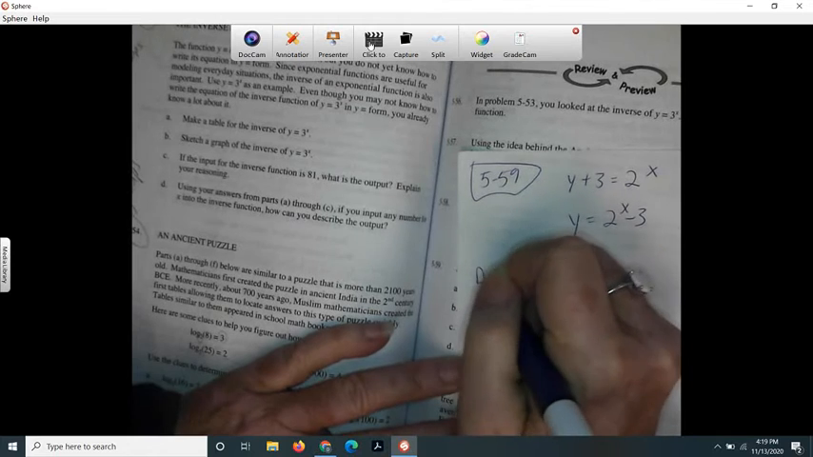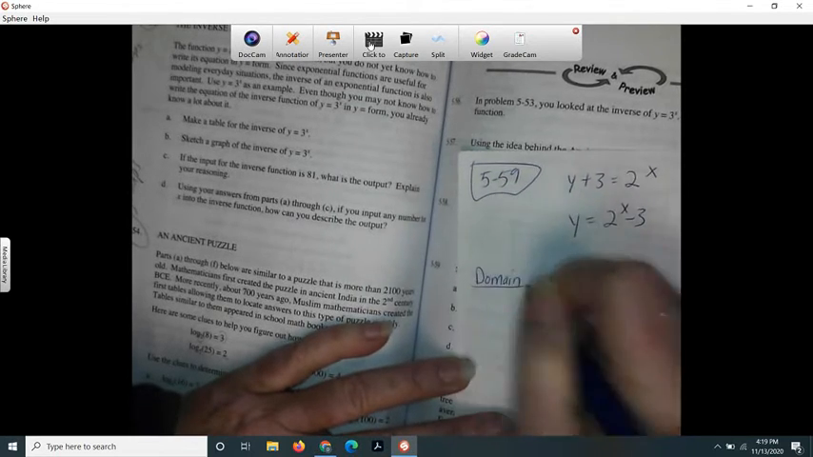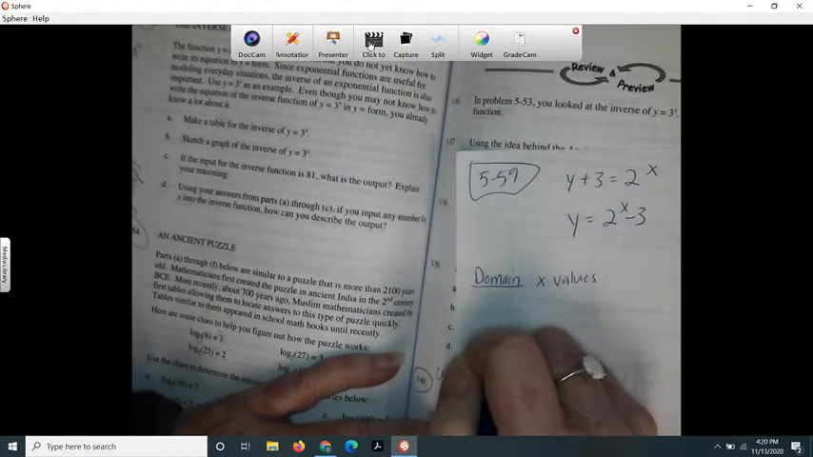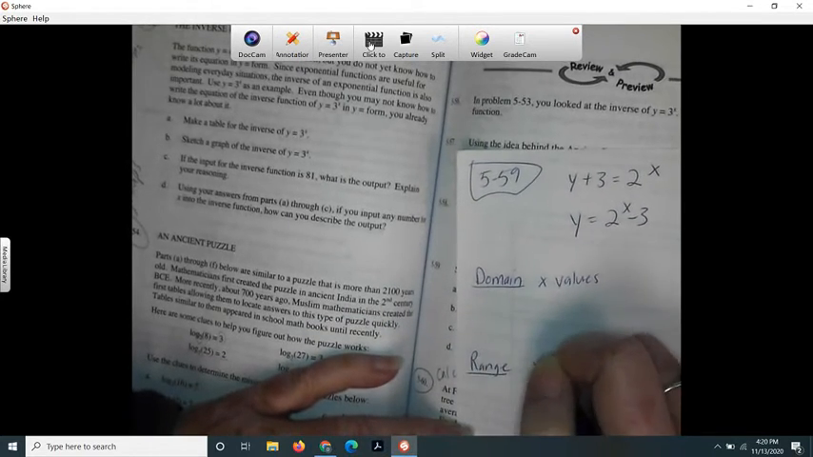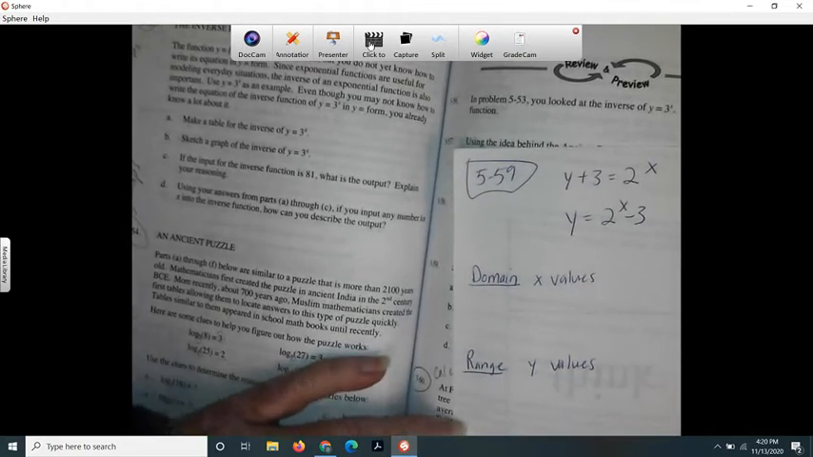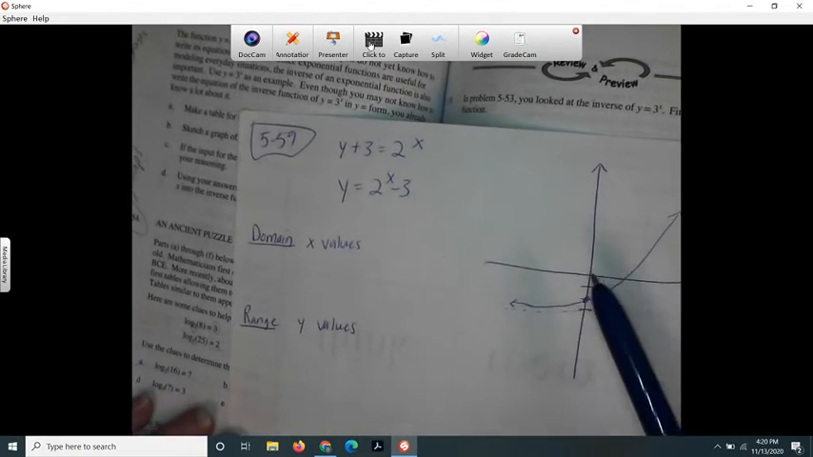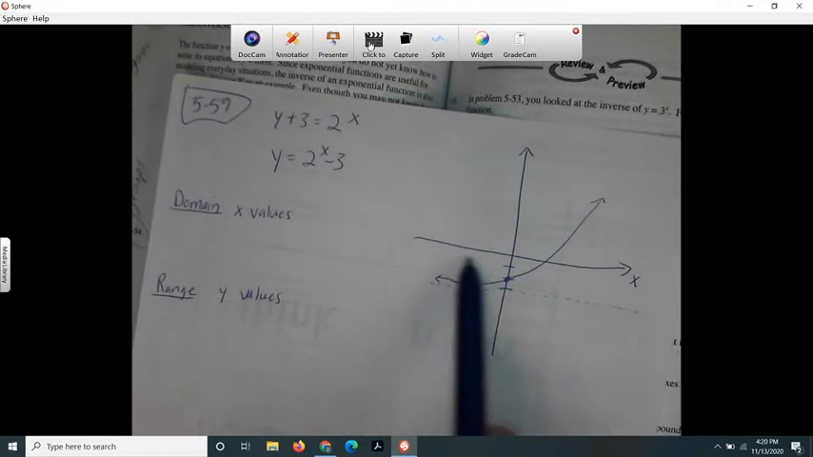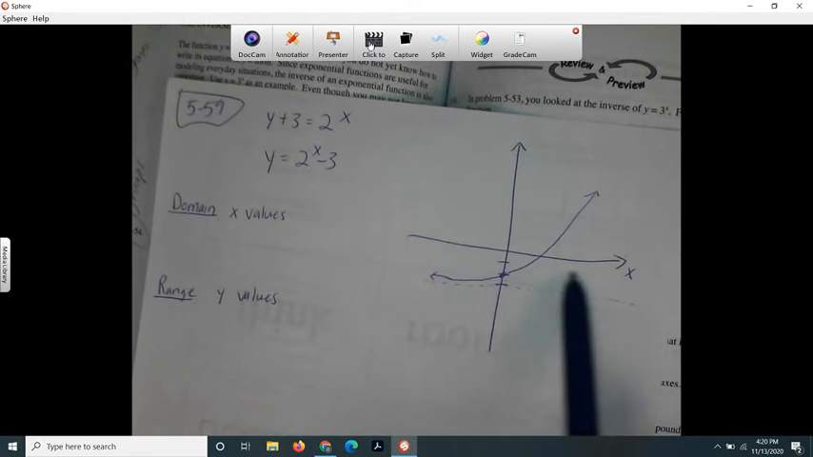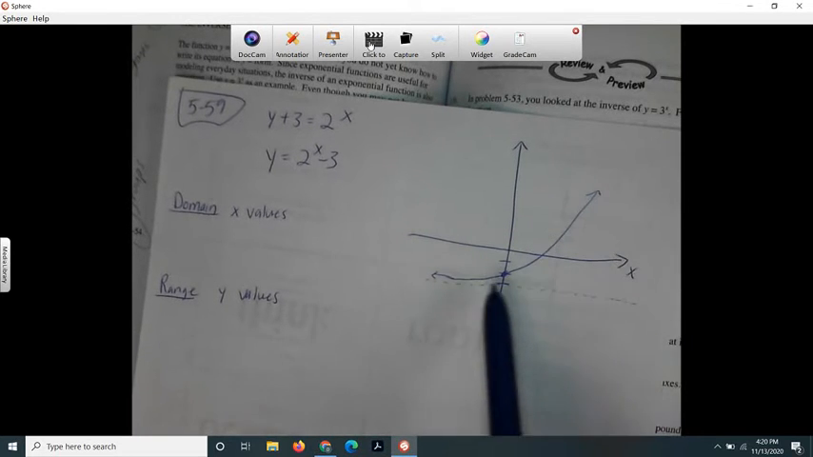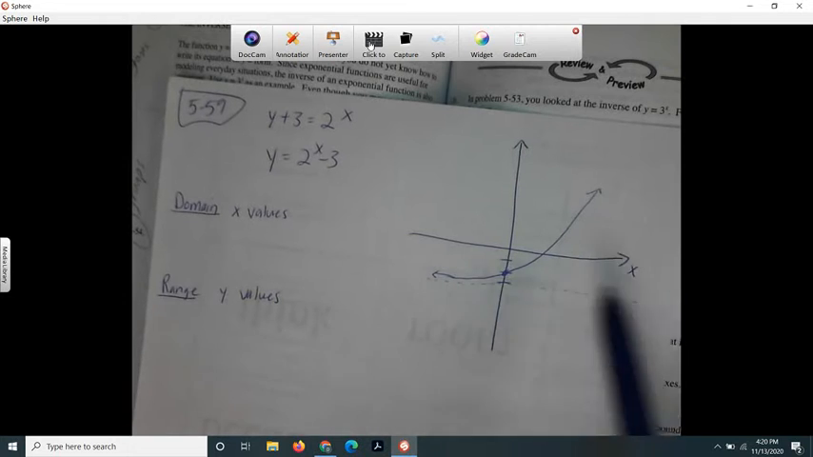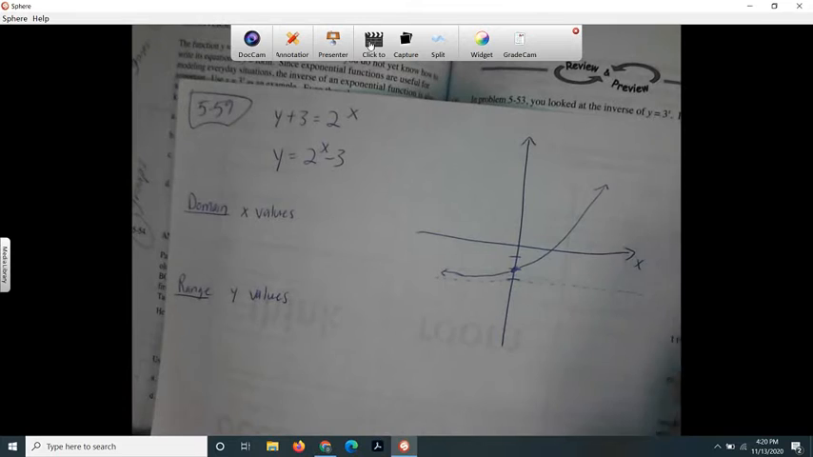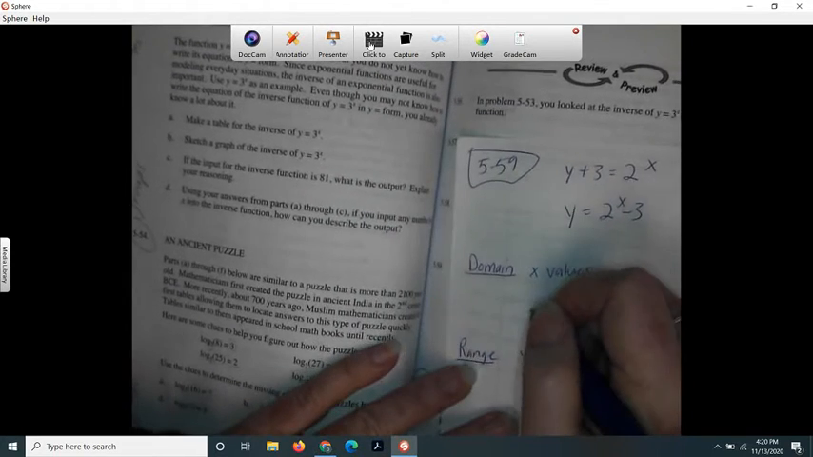So by now you should know that domain is the x values, and range is the y values. And when you have a graph, it's very easy to see what the domain and range are because domain is the x values. So look at the x-axis and ask yourself, does the graph go forever and ever to the left and the right? Well, the little arrows tell me it does. Even though it's going up, it's also kind of going off to the right. So I'm going to say the domain is just all real numbers.